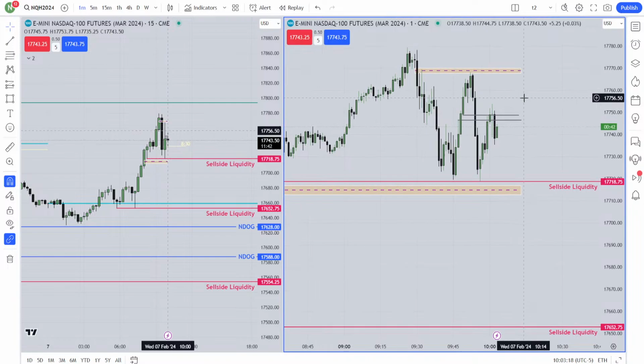Now, as ICT told, nobody knows. I also don't know what an inversion fair value gap is. Same thing, man. News at what time?